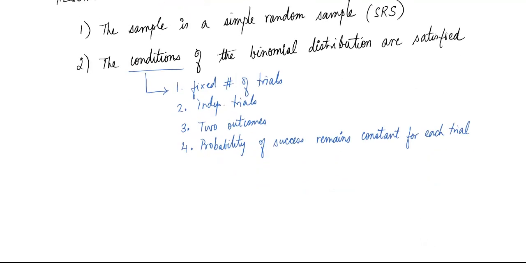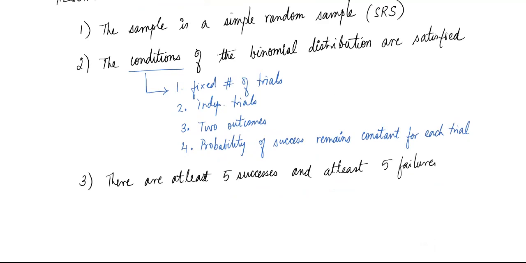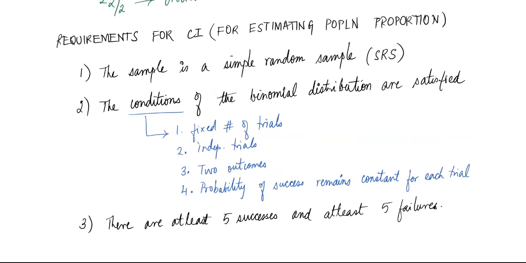So those were the conditions of binomial distribution that must be satisfied. And third was that there are at least 5 successes and at least 5 failures. Okay. This is like a minimum guarantee. You need to have these for this to even work. So if you had these three requirements satisfied, then you can proceed to construct your confidence interval.